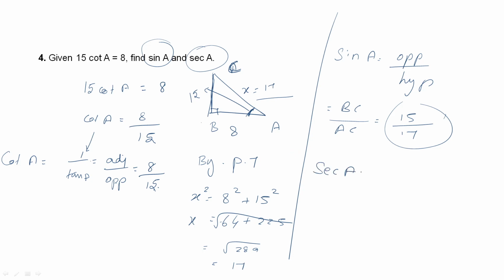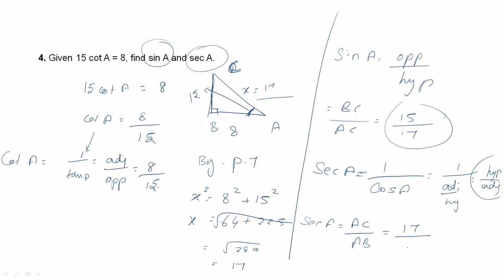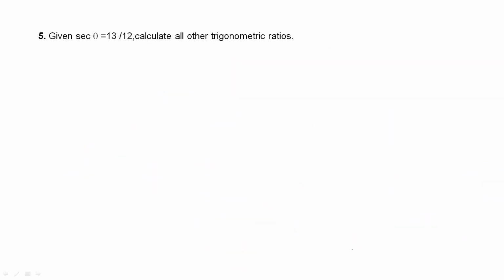So what is sec A? I asked you to remember only sine and cos. If you are doing that way, then sec A is 1 by cos A. So 1 by adjacent by hypo, which is equal to hypo by adjacent. If you can directly remember it is hypo by adjacent, it's well and good. Okay, so now sec A will become hypotenuse by adjacent. What is the hypotenuse here? AC. What is the adjacent side? AB. So it is becoming 17 by 8. Okay, these are the two answers. Very easy exercise, nothing is there, just you have to remember the ratios.